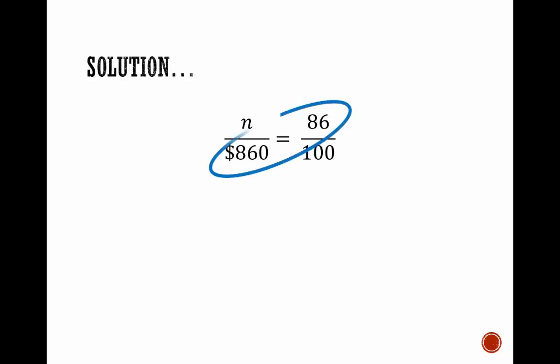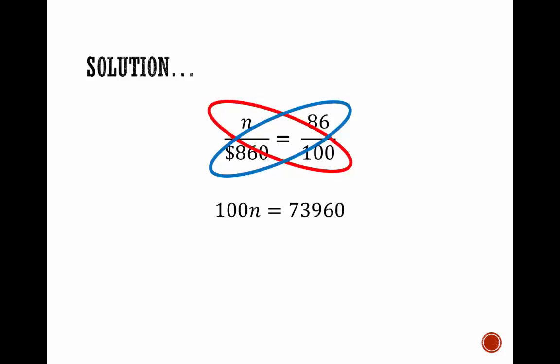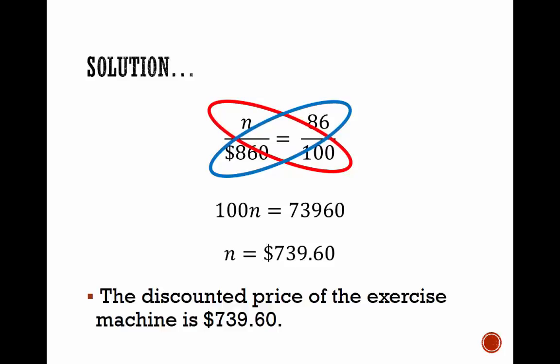We cross multiply in order to solve any proportion, and we come up with our one-step equation. Divide through by 100, and we see that the discounted price of the exercise machine is $739.60. This is what's going to be taxed.